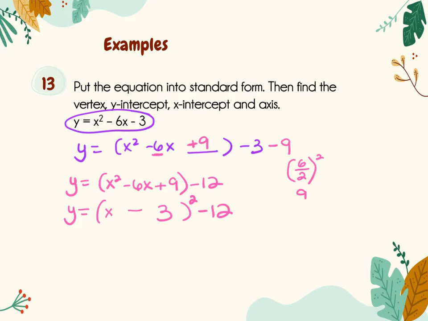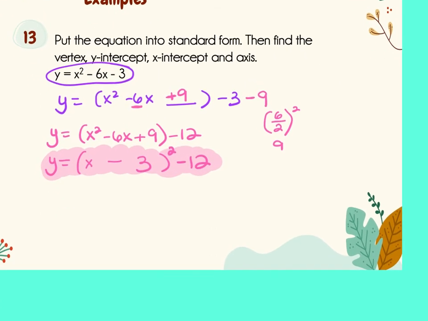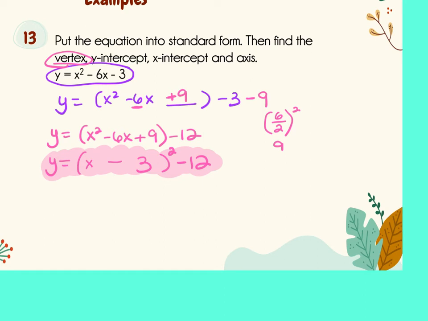We're done. We just took something that was not in standard form and we put it into standard form. This is standard form. From here, we should be able to easily get our vertex. Do you remember how to do it? What if it's in standard form? Just the opposite of what follows x, and then the number that's outside by itself. So this is 3, negative 12.